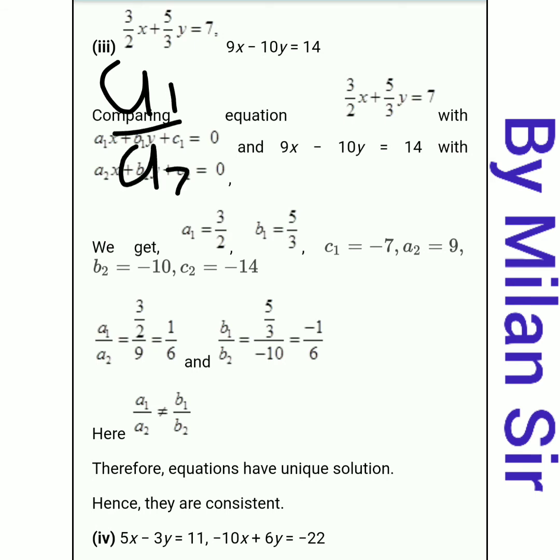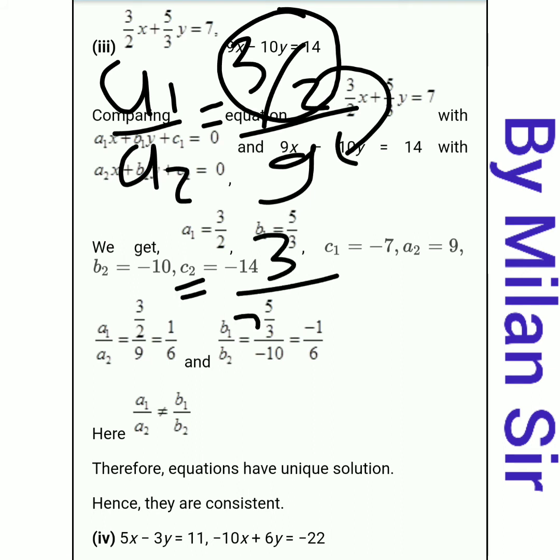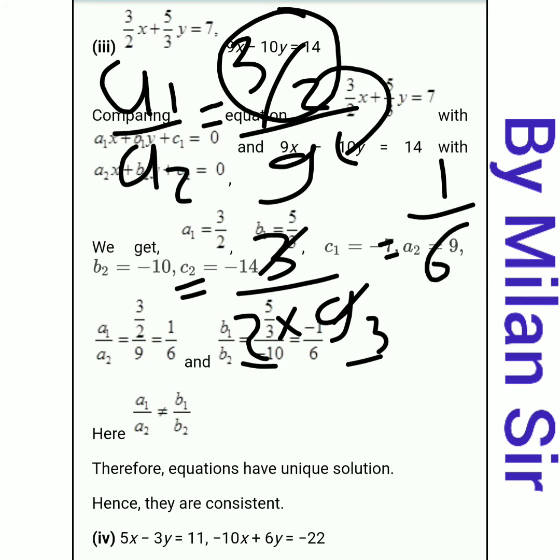So A1 upon A2, A1 is equal to 3 by 2, A2 is equal to 9. Now this 2 is in the denominator of the numerator, so it goes to the denominator. So here 3, this 2 comes to the denominator and 9 here, then 3 threes are 9. So finally in the numerator we have 1, and in the denominator 3 into 2, it's 6. So finally 1 by 6. Right, A1 upon A2 is equal to 1 by 6.